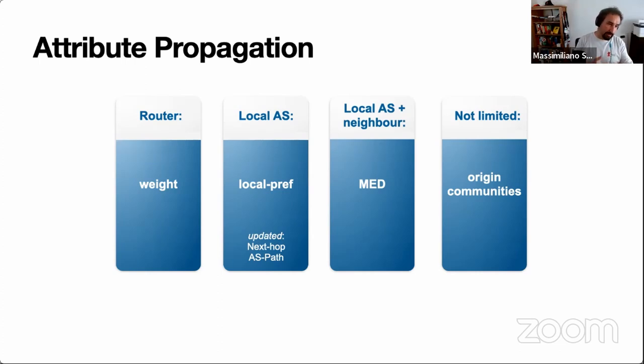Then you have as attributes the next hop and the AS path, but the AS path stays always the same. You can change local preference, you can change the MED, you can influence the MED, you can modify communities the way you like, while the next hop and the AS path generally are not being touched. Do we have any questions or comments so far before we delve into more of the attributes here?